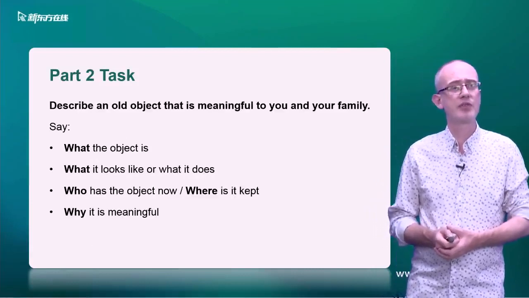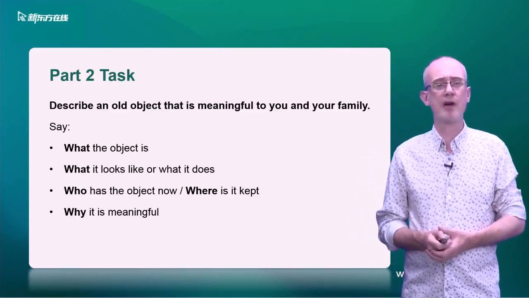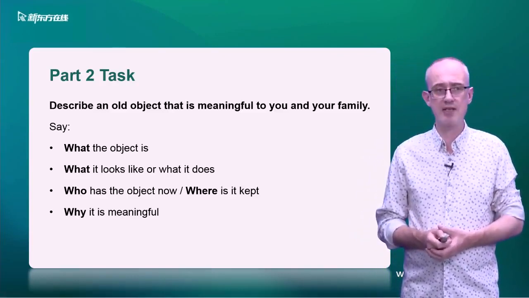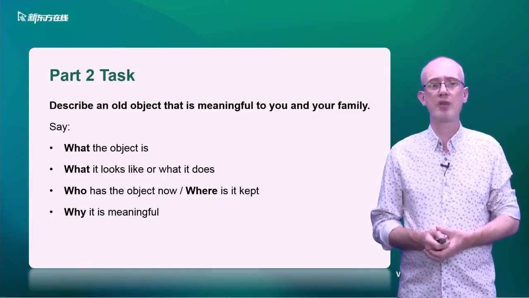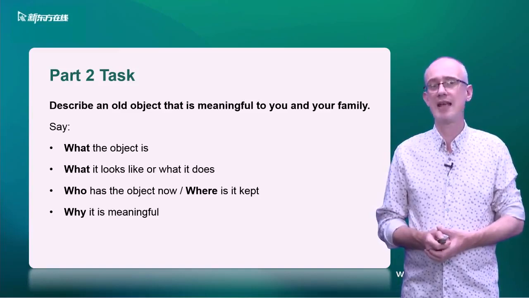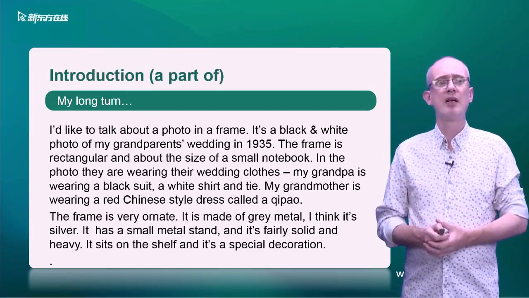So, Part 2 task. Describe an object, an old object that is meaningful to you and your family. Say what the object is, what it looks like and what it does, who has the object now and where it is kept. Why is it meaningful? Right.